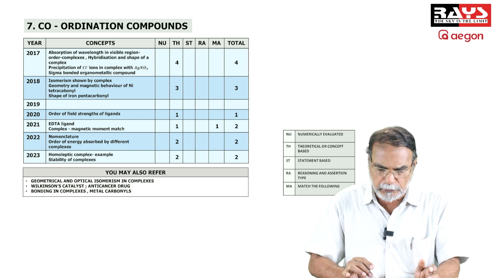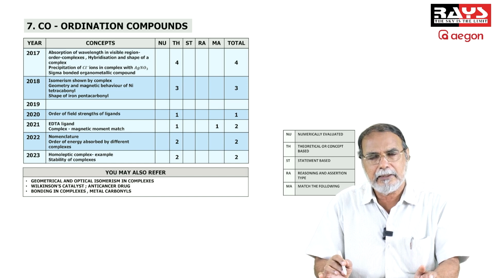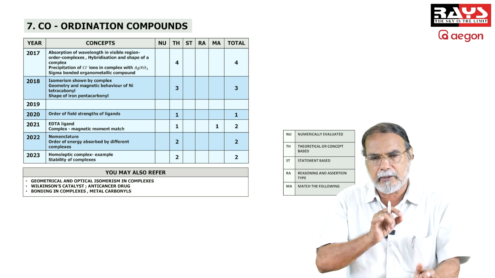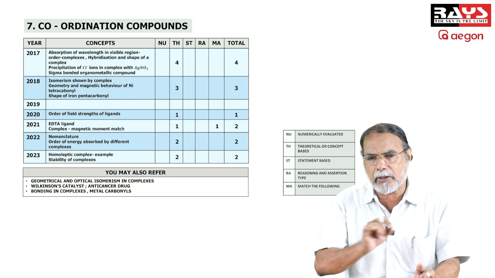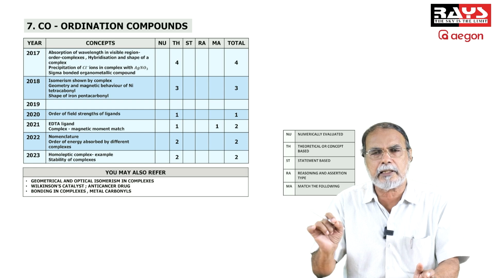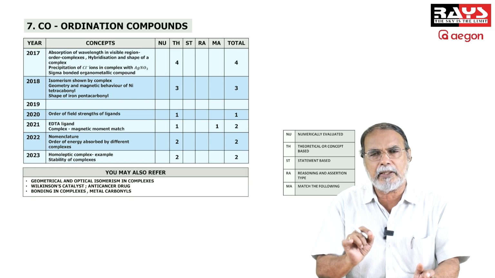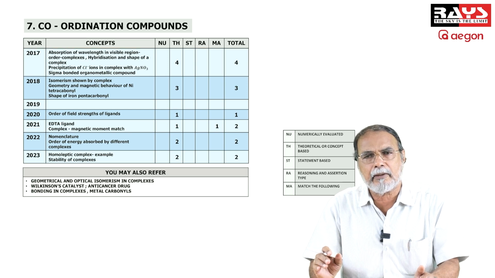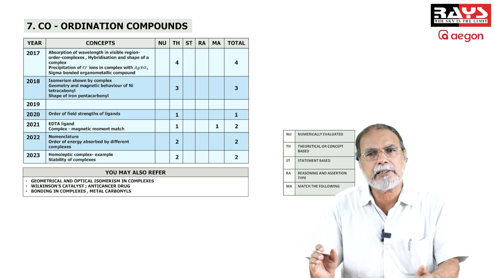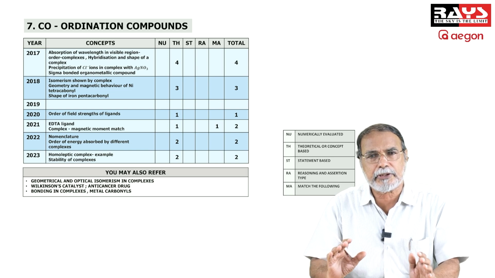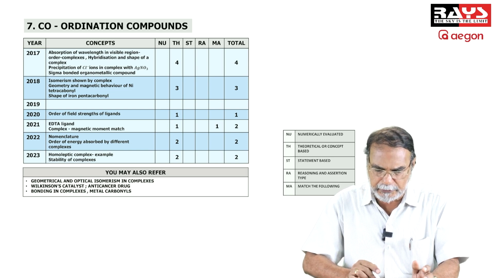Then in 2020, there was a question on the order of field strengths of ligands. In our NCERT textbook, there is a big order where a large number of ligands are indicated, and their strength, the strength of the ligands, and that's often called the spectrochemical series. So that is given. So study that, and there was a question based on that.